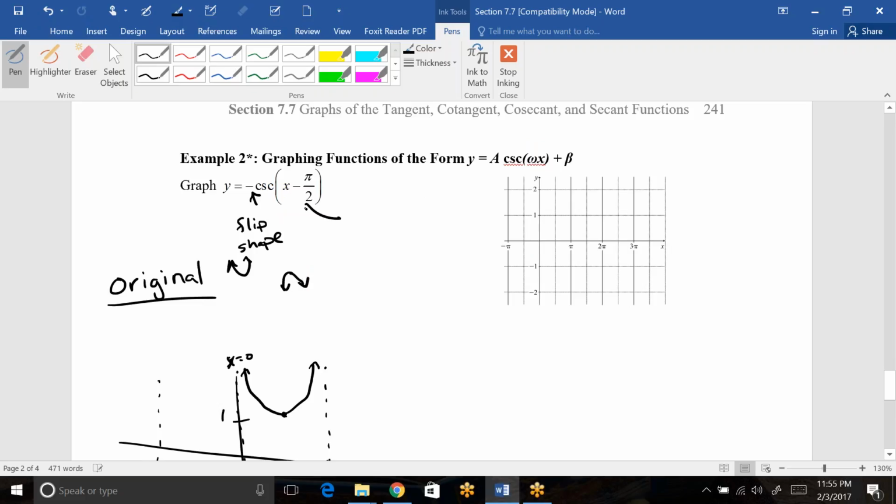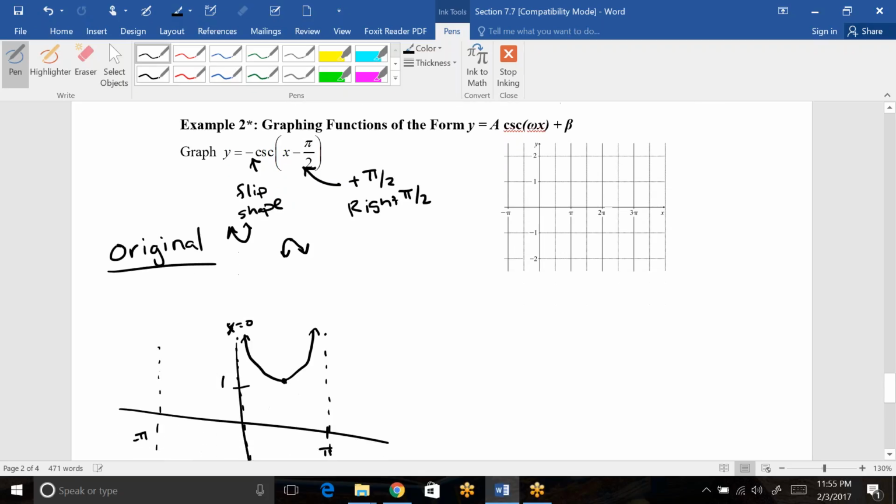Okay? The other thing that's going on here is a phase shift. This is going to be a positive pi over 2 or right pi over 2. So what we have to think about is what is that going to do to our asymptotes first, because if you can figure out where the asymptotes are, then you know what the graph's going to do. So if you have pi and you add pi over 2 to that, think about getting a common denominator, make pi 2 pi over 2, that's still pi, and that's going to be 3 pi over 2. So my first one is at 3 pi over 2, which is right here. That's my first new asymptote.